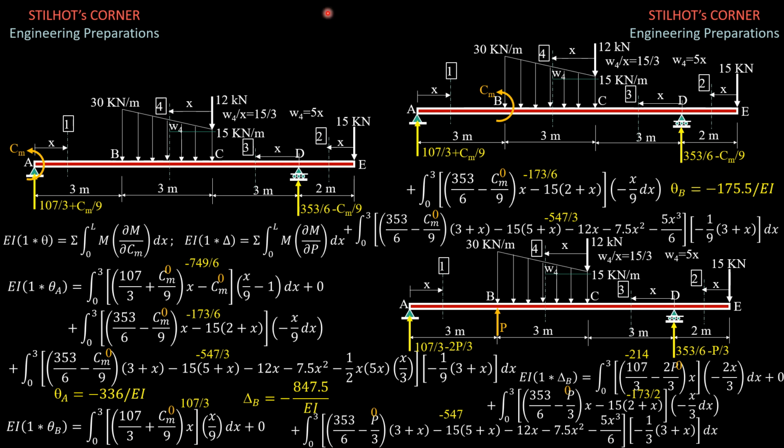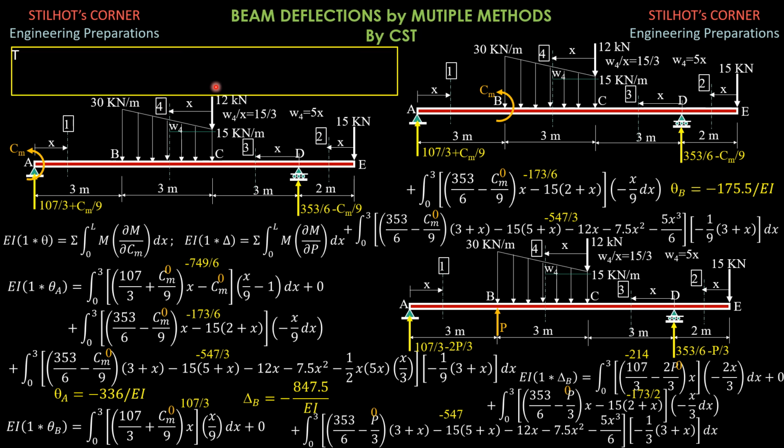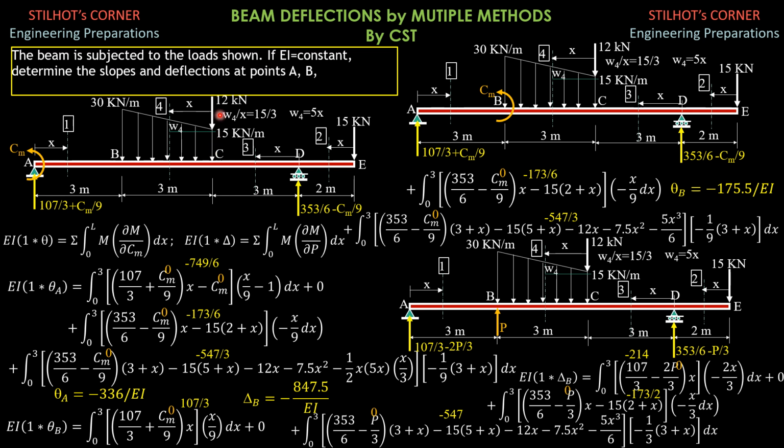There is another method of computing the slopes and deflections at various points in a beam, and this is by Castigliano's second theorem. This is the original problem. The beam is subjected to the loads shown. If EI is constant, determine the slopes and deflections at points A, B, C, D, and E by Castigliano's second theorem. So first, we compute the slope at A.